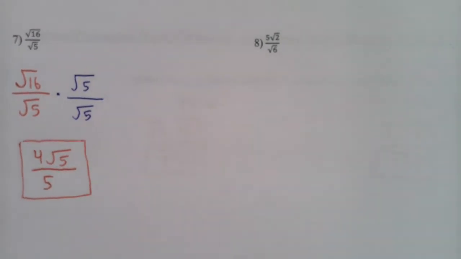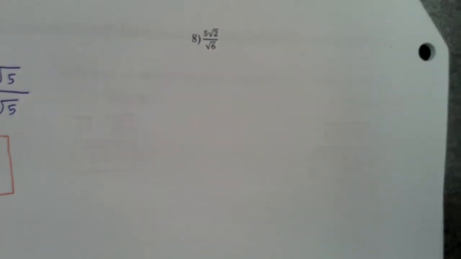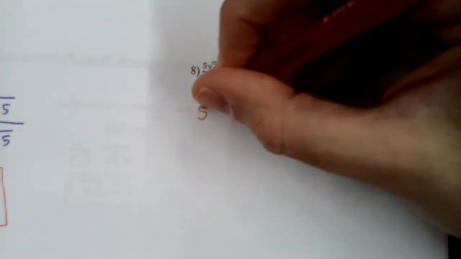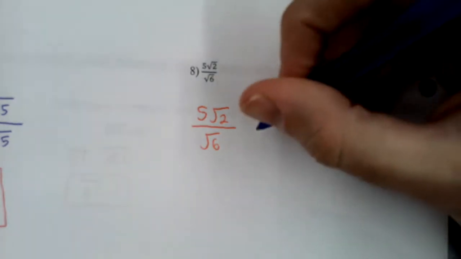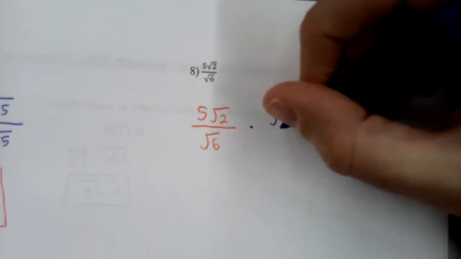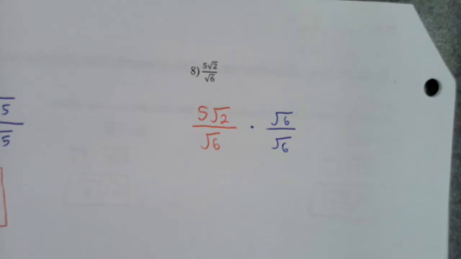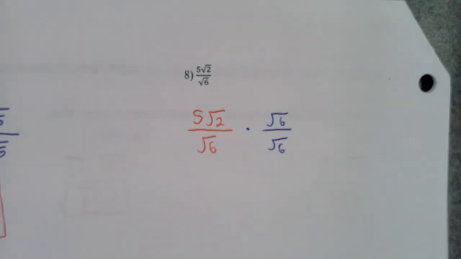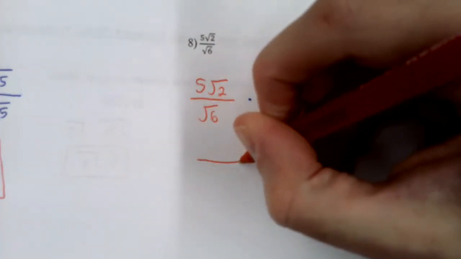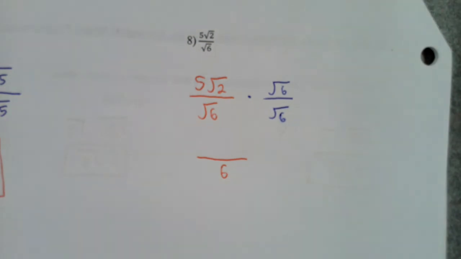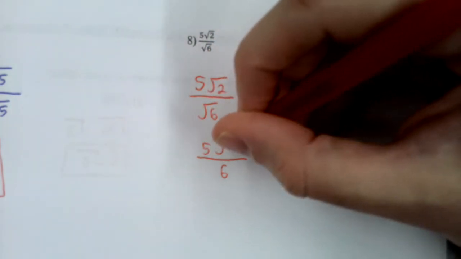Okay, so moving on to number 8. Simplify 5 square root of 2 over square root of 6. What I'm going to do is multiply by square root of 6 over square root of 6. This one's going to be a little harder than the previous problem. So my denominator is going to be 6. Square root of 6 times square root of 6 is just 6. My numerator is going to be 5 times square root of 12.